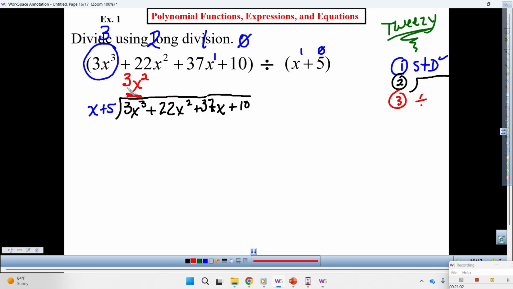So here we go. 3x squared times x. Notice I'm multiplying this way. 3x squared times x is 3x cubed. However, this is a binomial. So now we multiply the 3x squared times the 5. What is 3x squared times 5? 15x squared. Everybody there? All right. Writing utensils down. Look up to the screen. Very important. Here it goes.